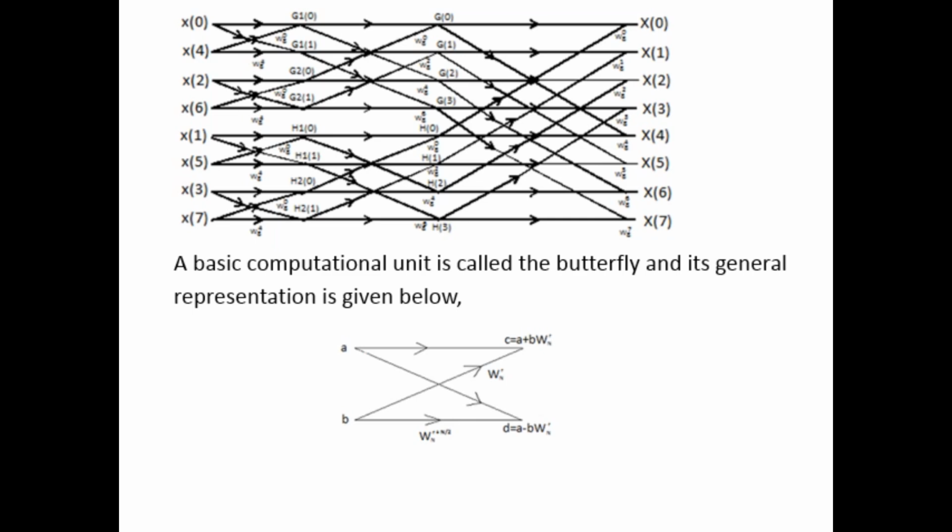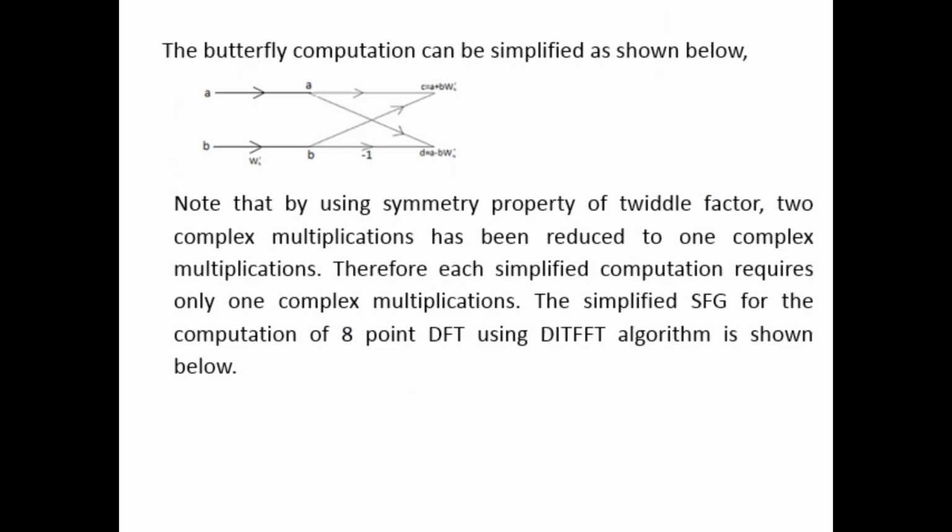A basic computational unit is called the butterfly and its general representation is given below. So if the inputs are A and B, then output C is equal to A plus B multiplied by the Weddell factor, and D is equal to A minus B multiplied by Weddell factor. The butterfly computation can be simplified as shown below.